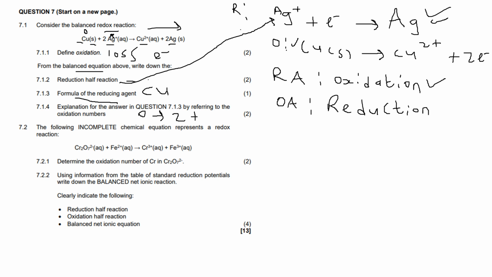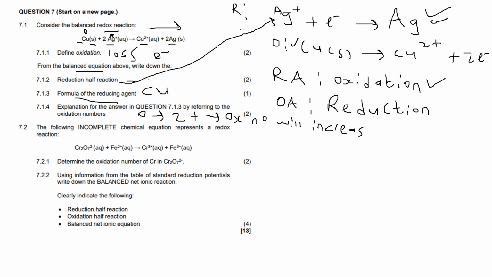We know that if you're going from 0 to 2+, therefore the oxidation number will increase. The oxidation number will increase because you're going from 0 to 2+. That should be your reason for that. Or you can also say that the reducing agent is the one that is undergoing oxidation, so it will go from 0 to form 2+. So that is that for 7.1.4.